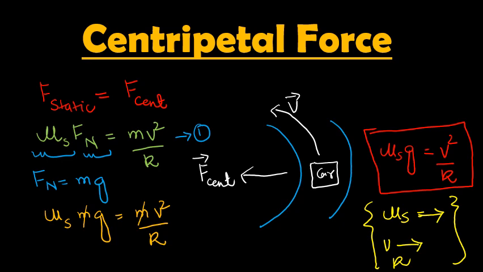So student, from here it is quite clear that centripetal force is just a cause. It is just caused by other kinds of forces. In case the car is moving in a circular path on a road, the static force is basically responsible for generating a centripetal force on the car.